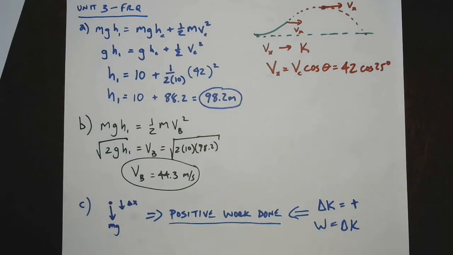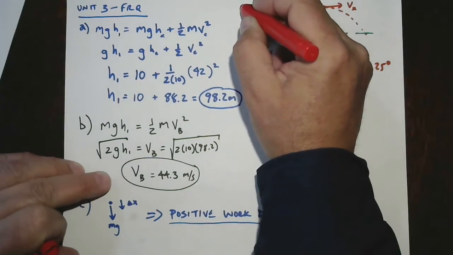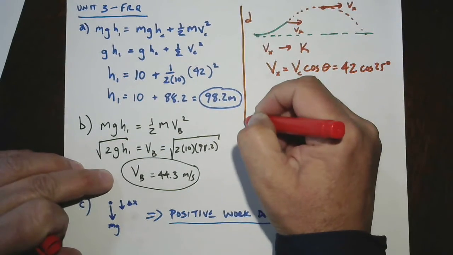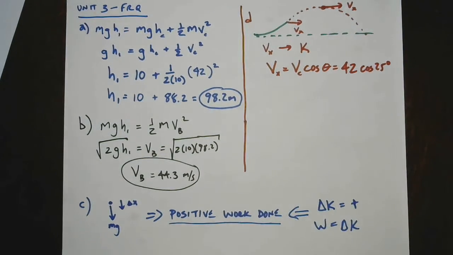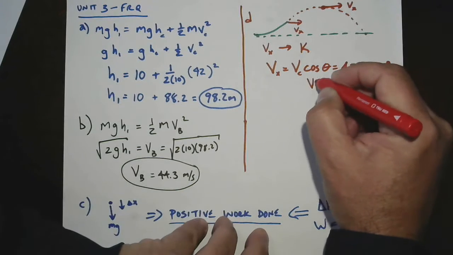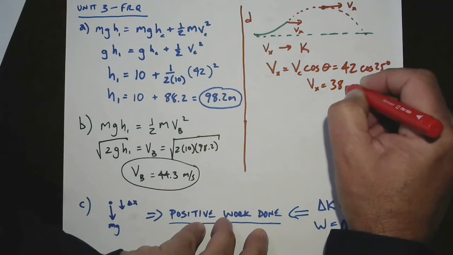In fact, let's mark this as answer D. Put a line over here to separate this out. I'm trying to get the maximum use out of the paper here. So here we go, 42 times cosine of 25, and that gives me 38.06. So let's stick with just 38. So Vx is going to be 38 meters per second.